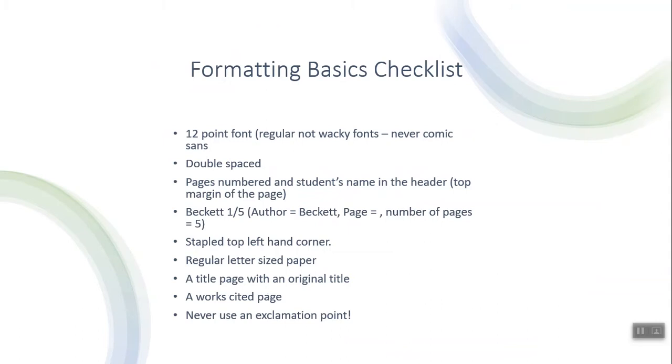So just a few back to basics. I'll talk about formatting basics. 12-point font, no wacky fonts, never Comic Sans, double spaced, pages numbered, and the student's name in the header at the top margin of the page. So for me, it'd be Beckett, page 1 of 5: author, my name, Beckett, and the page number. Staple top left-hand corner, regular size letter paper, a title page with an original title. Maybe not even a title page, depending, but certainly an original title. A works cited page, and never use an exclamation point. Those are more for fiction than for any kind of academic work.